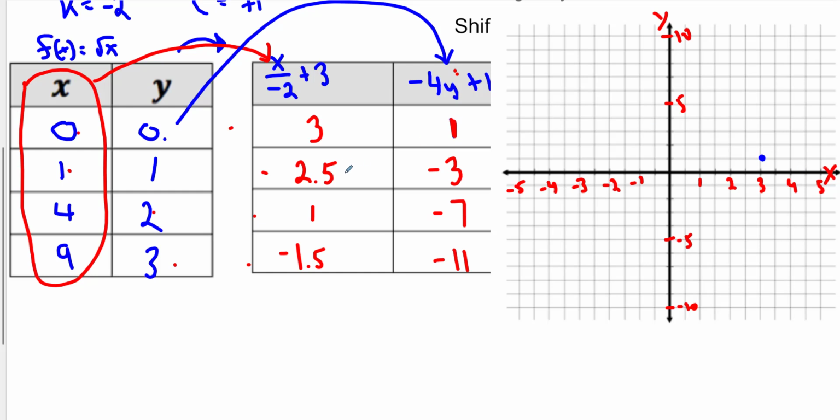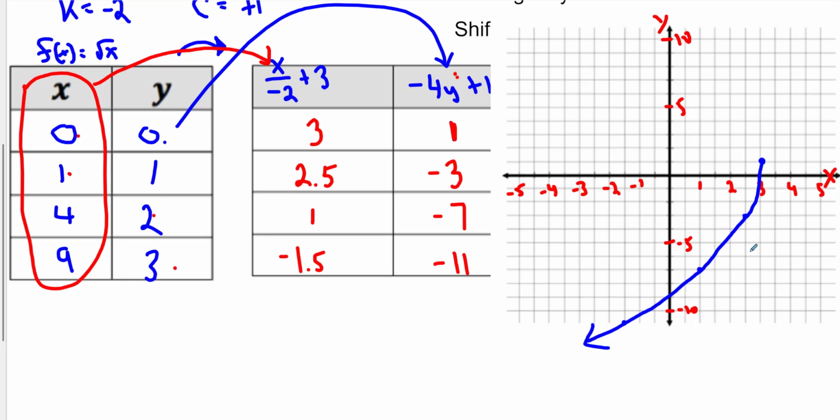Negative 2.5. Sorry, those are just my marks. They're not actual points. 2.5 is here, and negative 3. 1, 2, 3 is here. 1 is here, and negative 7, 6, 7, it's here. Negative 1.5, so that's negative 1, negative 1.5, and negative 11. So it's right here. And we connect our dots. And you can see that this function looks like that. And that's how you graph a transformed function.